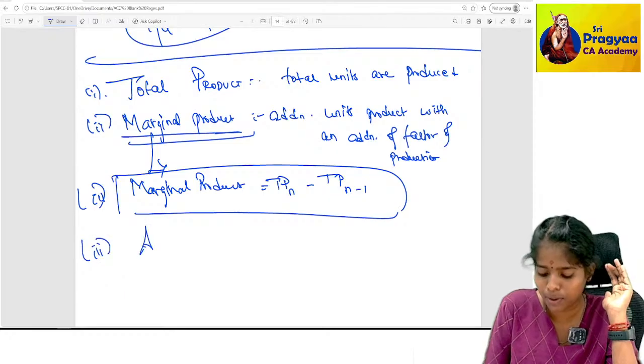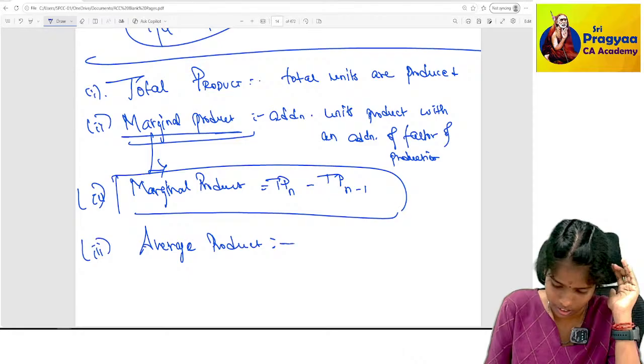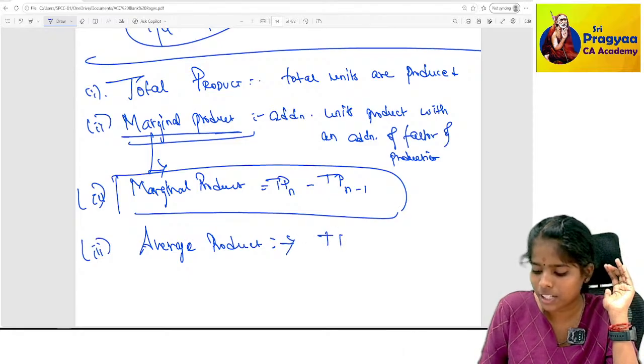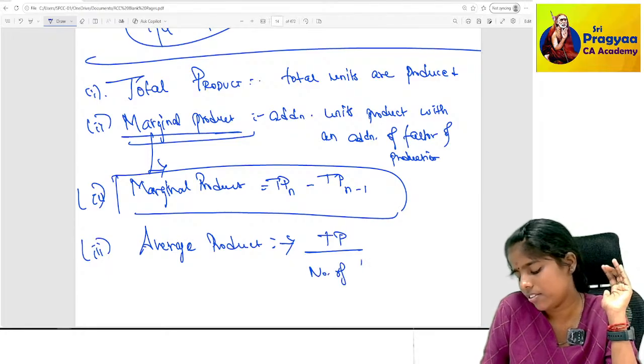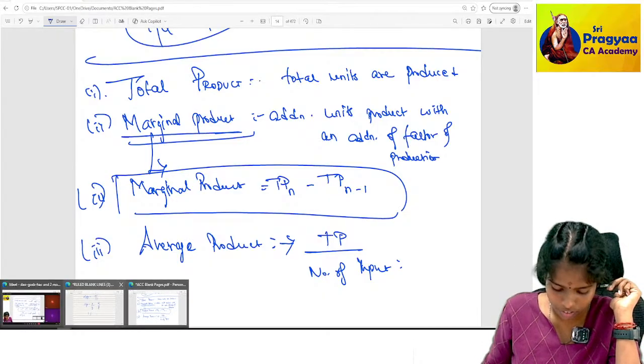Next, average product. Average product is equal to total product divided by number of inputs. Average of what is the production which is happening. That is average product. Now we will go here and see one.